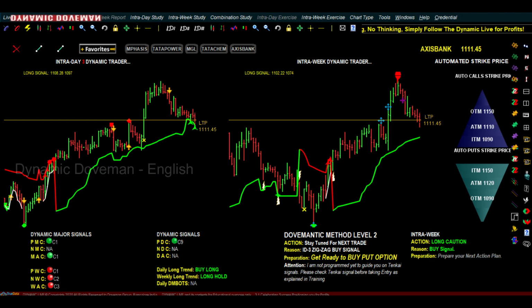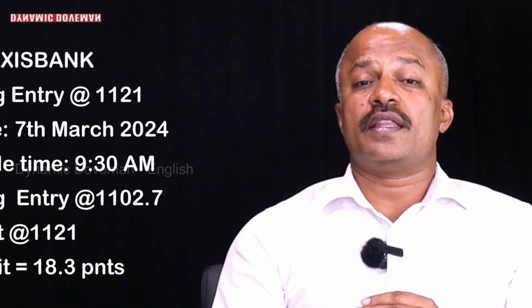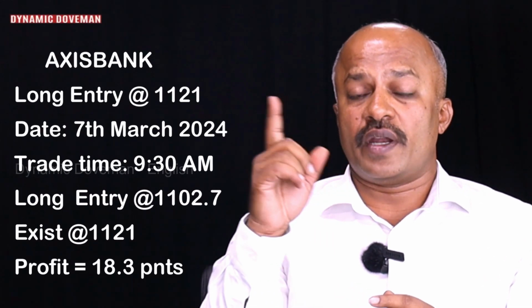We know that the moment the dynamic major signal has come, there are chances the price can start reversing. So we are waiting for an early exit. As we were waiting, the price started coming down. On 7th of March, by 9:30 in the morning, in ID3, the speed signal gave us a sell. When the speed signal gave us a sell, the price was trading at 1121.